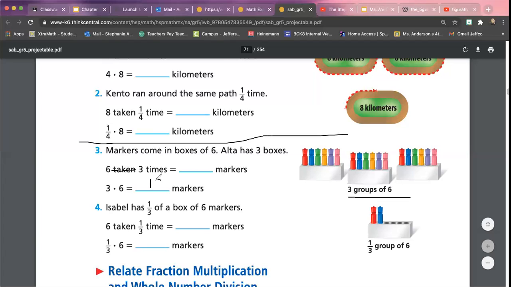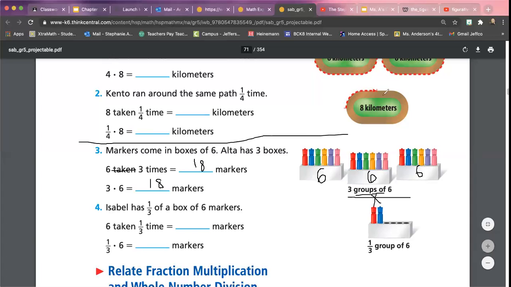Yes, sir. And why did you do 3 times 6? Because there are 6 markers in each box. So that's 6. And then we have 3 boxes. Yep. So we have 3 groups of 6. Yes. And that groups of, that is like my favorite for multiplication. Groups of, think of the multiplication sign, right? That always helps. Yep. Okay, Justin, I'm going to keep you on for the next one too, okay?